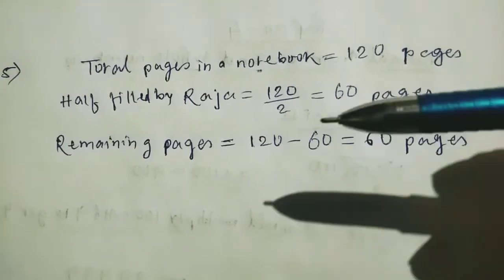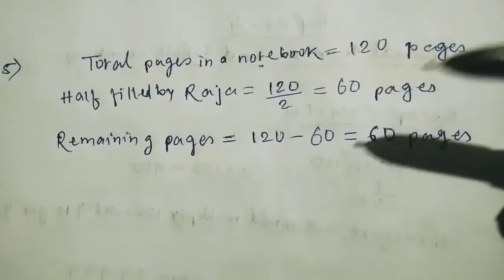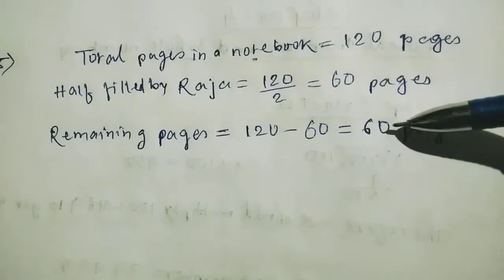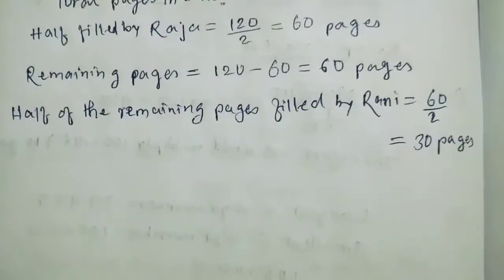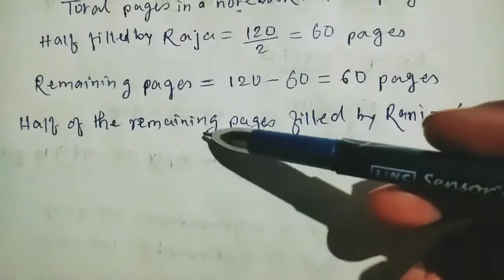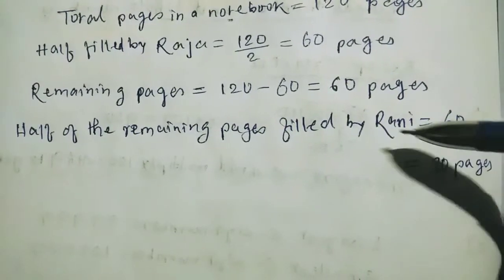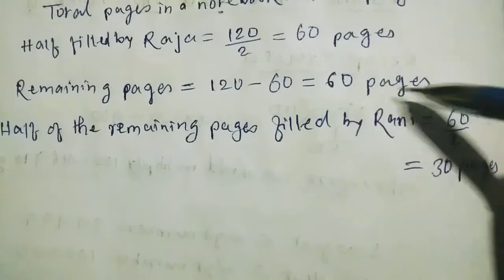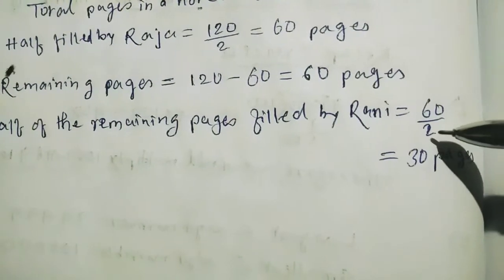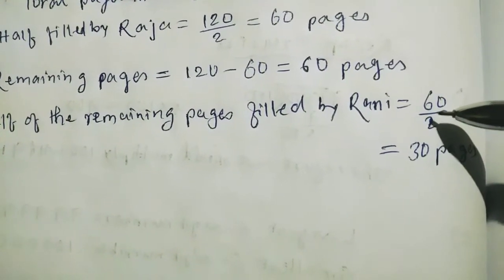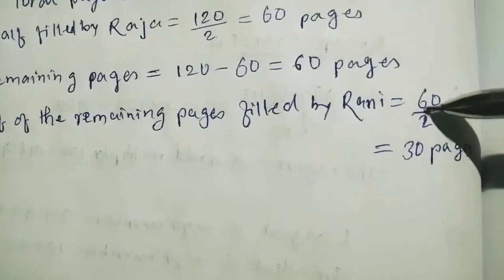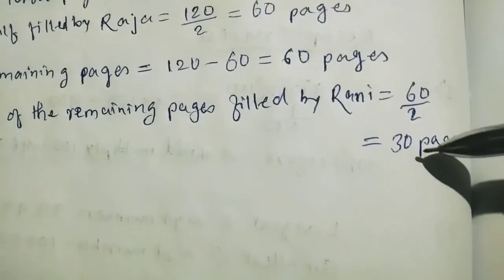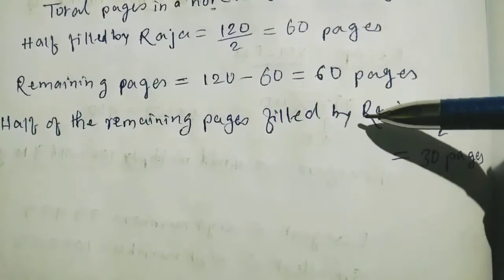Now half of the remaining is filled by Rani. So half of the remaining means what? Again you have to divide the 60 by 2. Okay students, you can see here half of the remaining pages are filled by Rani. The remaining pages are 60. So 60 by 2, because it is said half. Half means you have to divide by 2. So 60 divided by 2 is 30 pages. So 30 pages are filled by Rani.